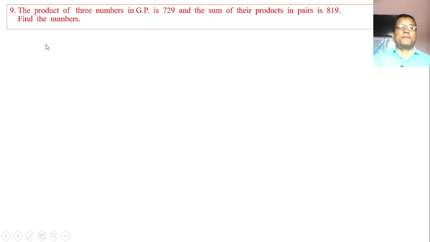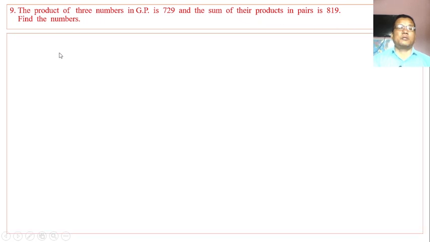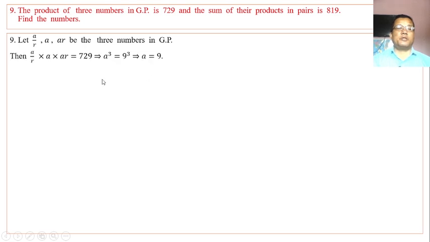Question number 9. The product of three numbers in GP is 729 and the sum of their products in pairs is 819. Find the numbers. Let A by R, A, AR be the three numbers in GP. Then their product is given as 729, from which we get A equal to 9.